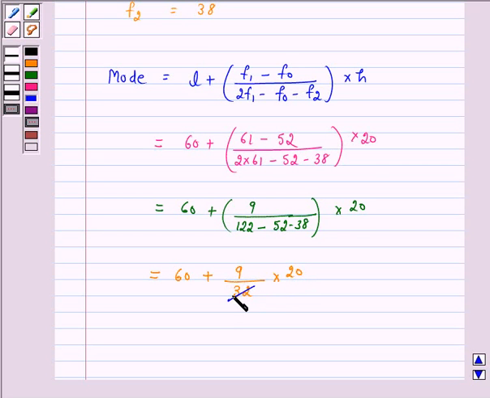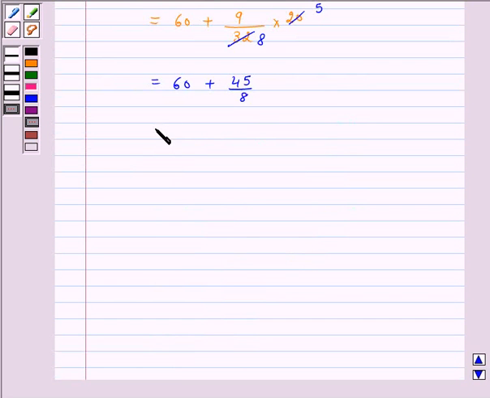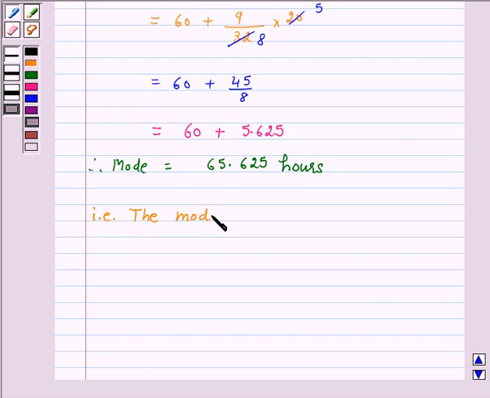So on cancellation we have, this is equal to 60 plus 45 upon 8, and this is equal to 60 plus, now 45 upon 8 is 5.625, therefore mode is equal to 65.625 hours, that is the modal lifetimes of the component is equal to 65.625 hours.